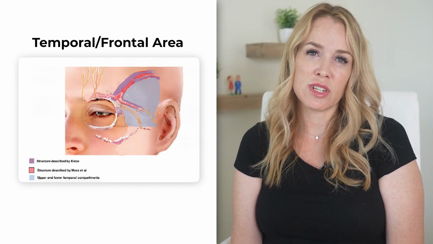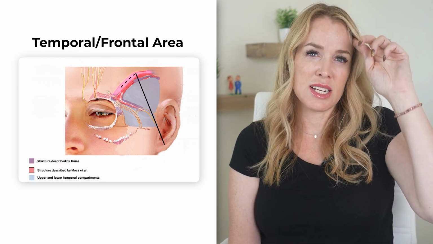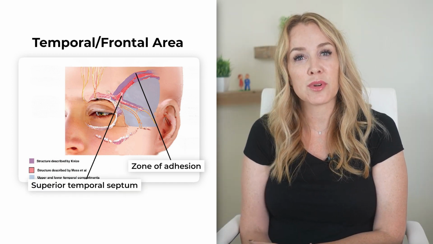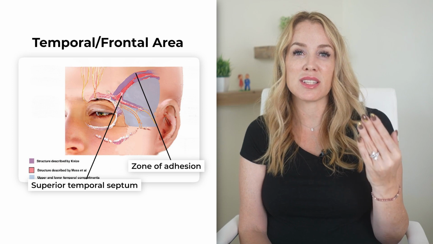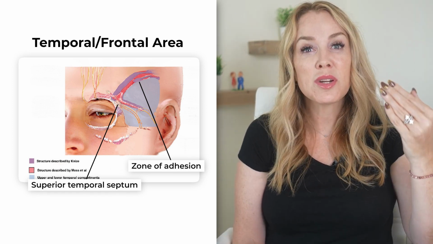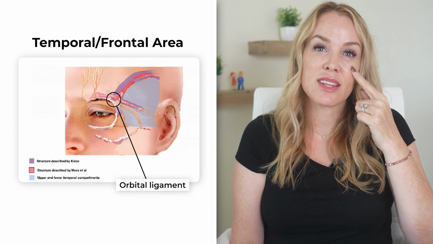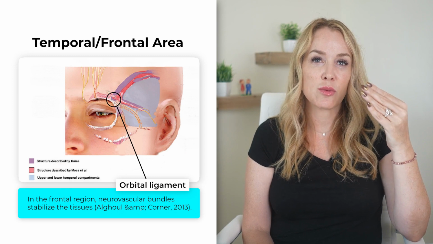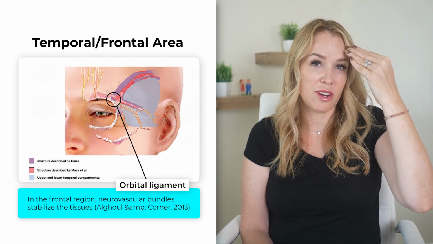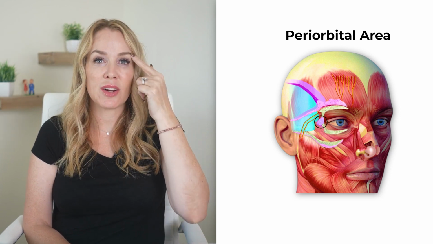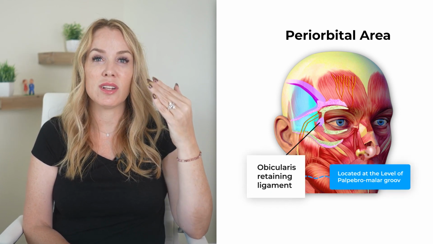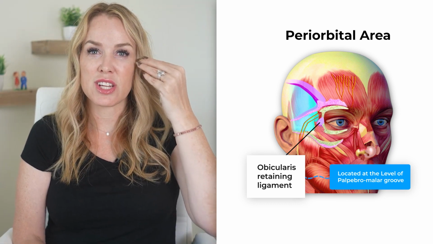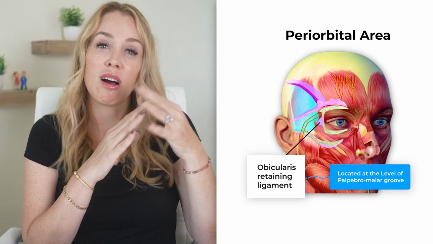In our temporal and frontal area, that temporal region, there is an adhesion zone medial to the superior temporal fusion line called the superior temporal septum, where the galea and the periosteum are fixed to the bone. The orbital ligament can be found distal to this area at the level of the superior lateral orbital rim. In the frontal region, neurovascular bundles actually stabilize the tissue here. In our periorbital area, the orbicularis retaining ligament is located at the level of the palpebral malar groove. It's a narrow band between the superficial and deep fascia that runs inferior and lateral along that orbital rim.